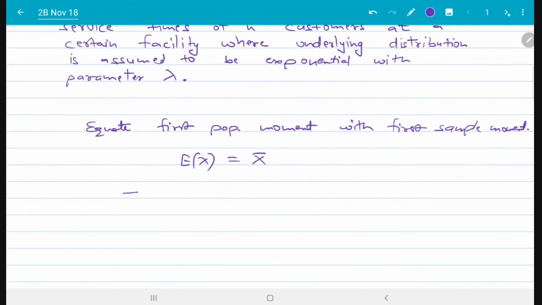And we know that the expected value of the random variable x for a sample which is drawn from an exponential distribution... no, not sample. Sample is this. The expected value of a random variable which follows the exponential distribution is just 1 by lambda. This. Now we'll twist it around. But this is an estimator.